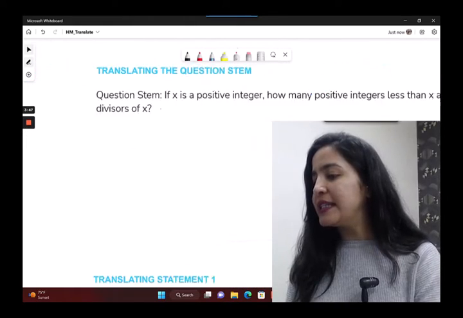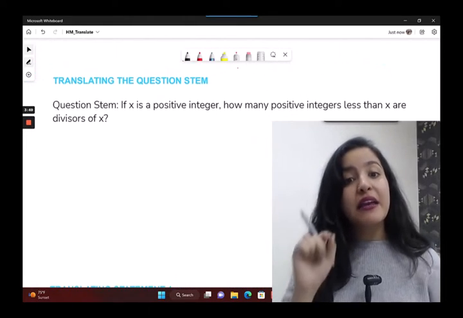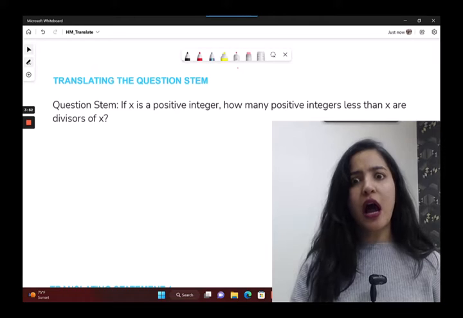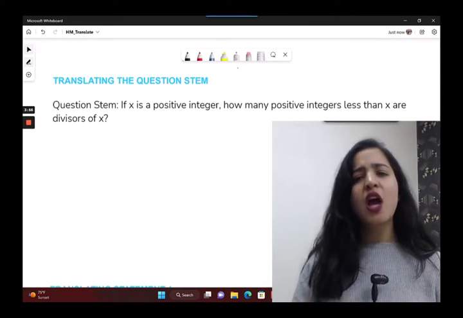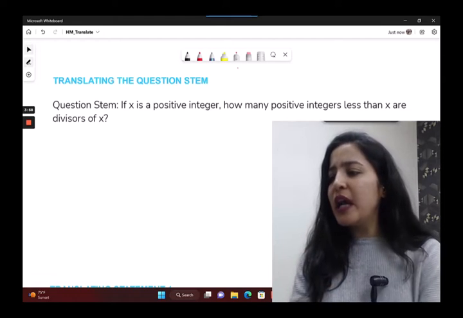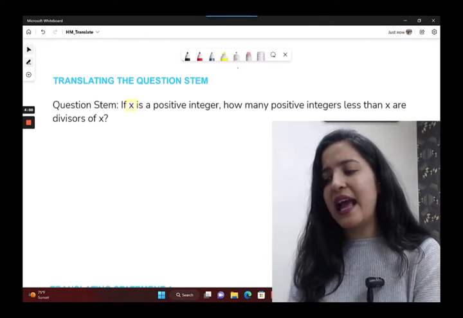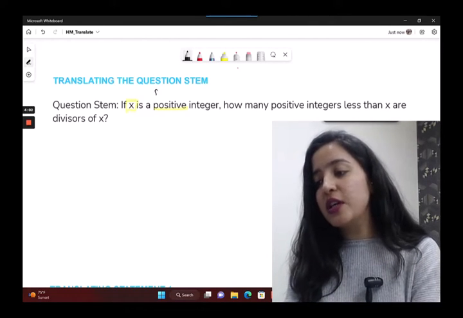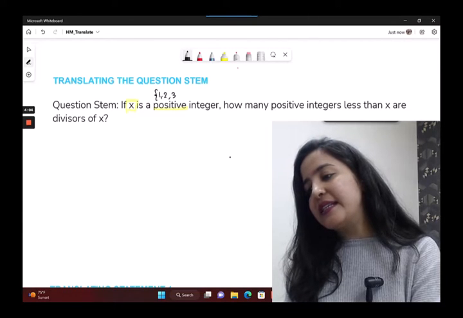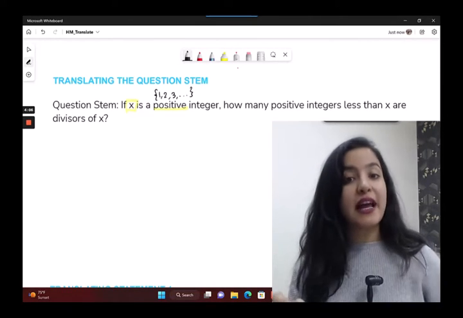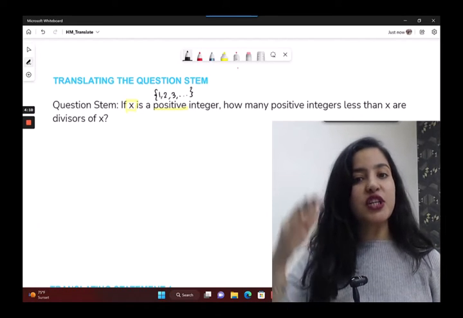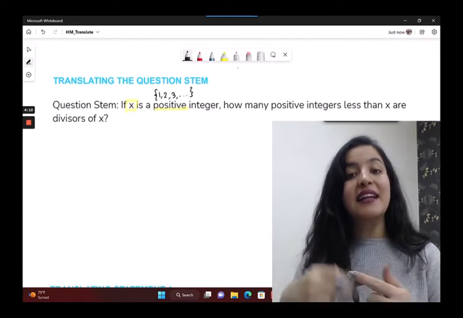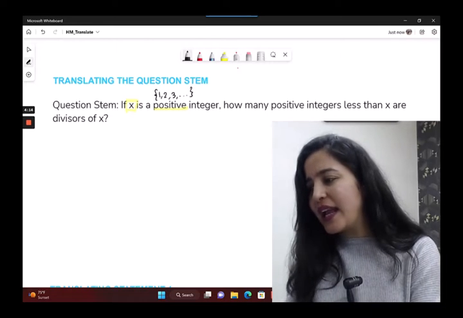So here is the stem that you have. If x is a positive integer, how many positive integers less than x are divisors of x? Okay, so we're dealing with what? We are dealing with x, and x is a positive integer. So that means x can take these possible values. Now we need to find the number of positive integers less than x that are divisors of x. Let's look at it bit by bit.